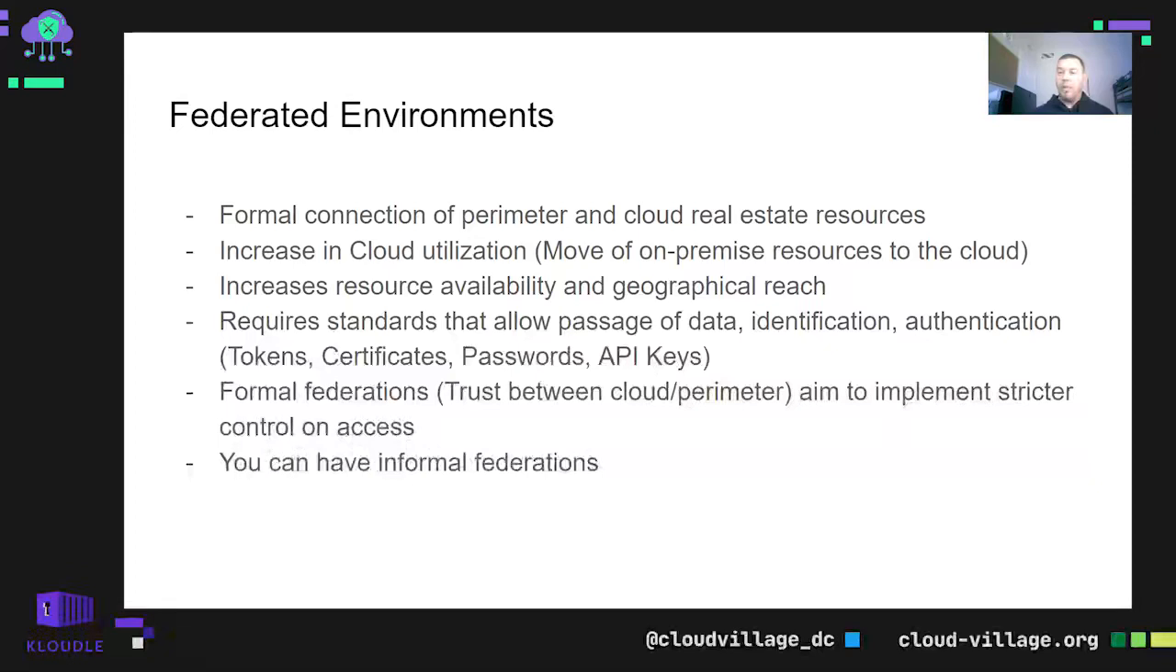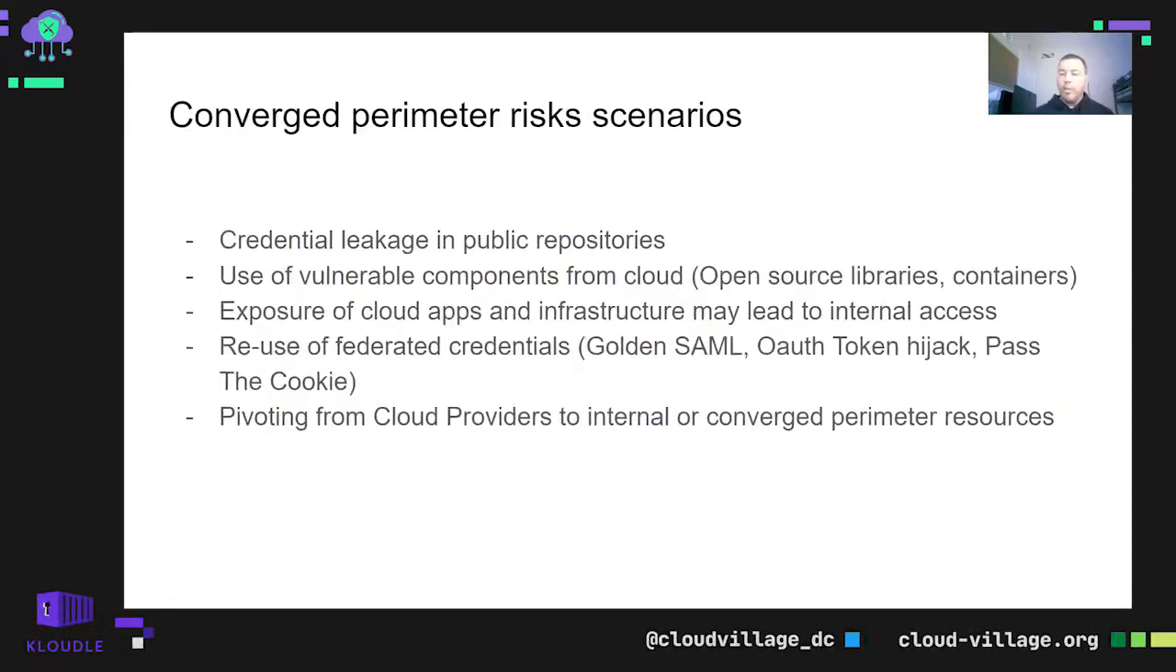the subject of the converged perimeter. So the converged perimeter risk scenarios, some of them, obviously we have credential leakage in public repositories. We have, for example, use of vulnerable components from cloud, like open source libraries or containers, usually downloaded and embedded. They go through either for deployment because they're hosting a database or an application that's needed, or in some cases in development where they have the perfect environment to host a specific application or a specific API that's needed. They don't get scanned, they get downloaded from public places, and that is a big risk.